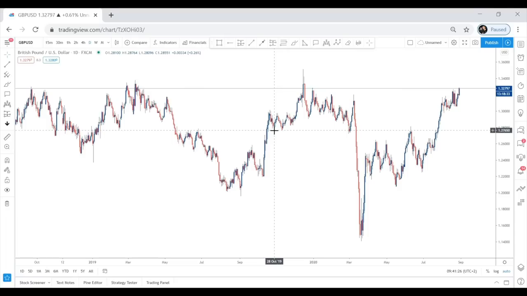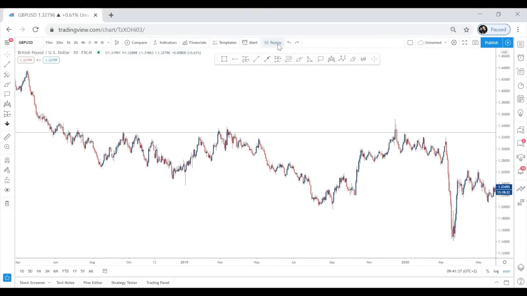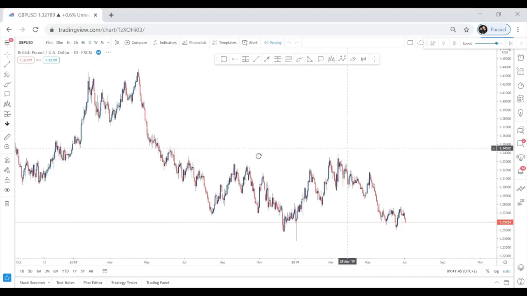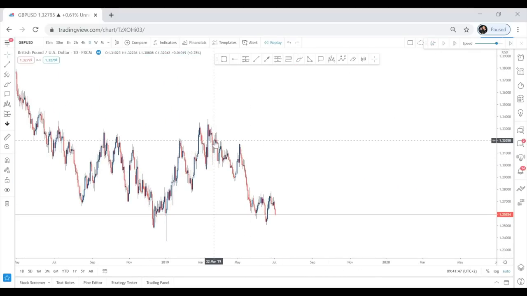So guys, we're going to be looking at GBP USD as an example of an expanding channel on a bearish market. On a bearish market, you can see guys, we're just going to take prices back from here. You're going to learn how to use this replay button once you have subscribed with TradingView. So let's just cut prices right there and then come back here. So this is the bigger version.